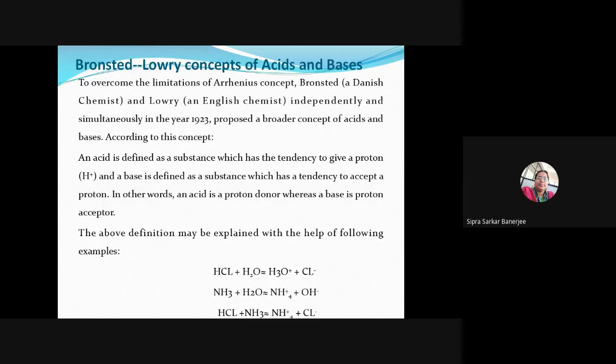For overcoming these limitations, we describe the Bronsted-Lowry concept of acids and bases. That concept will be discussed later.